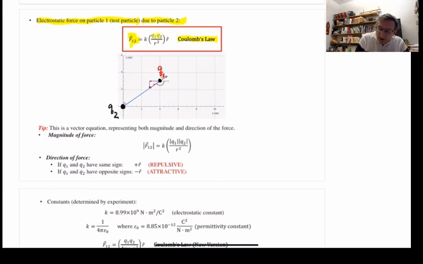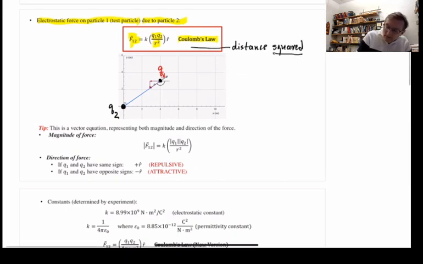It depends on the product of those two charge amounts in coulombs, Q1 times Q2. It depends inversely on the distance squared between the particles. Note, that's distance squared between the particles. That's right there. And then the r hat is that little pointing unit vector to help us get the direction right.